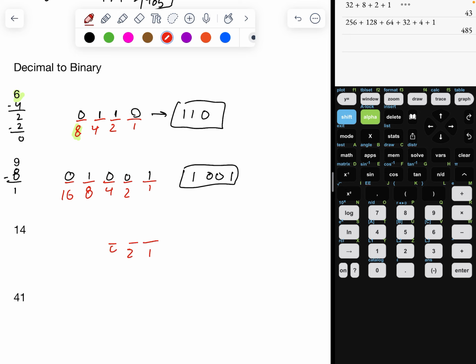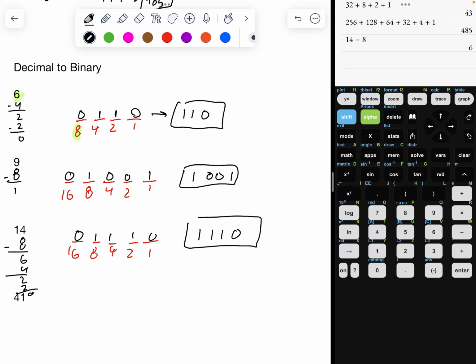1, 2, 4, 8, 16. And again, 16 is too big. 16 doesn't fit. That's a 0. 8 does fit. 14 minus 8 is, here, I'll do it in my calculator. I think it's 6, but I'll double check. 14 minus 8 is 6. Always use a calculator if you're not sure. 4 also fits into 6. 6 minus 4 is 2. 2 fits into 2. That's 0. So no 1 needed. So 1, 1, 1, 0. Again, you need that trailing 0. That is 14.